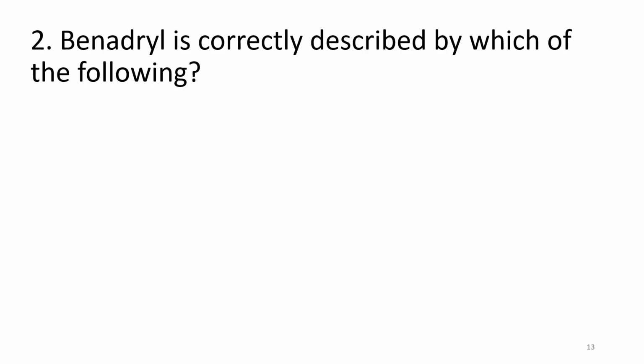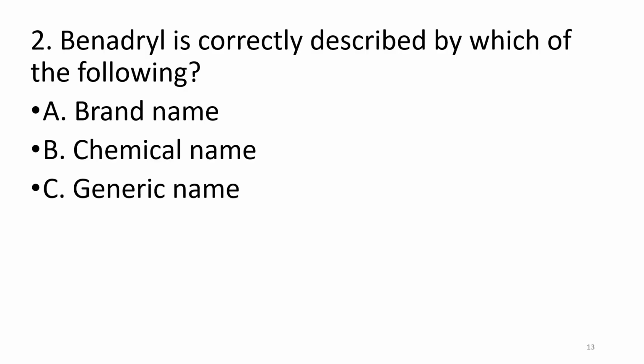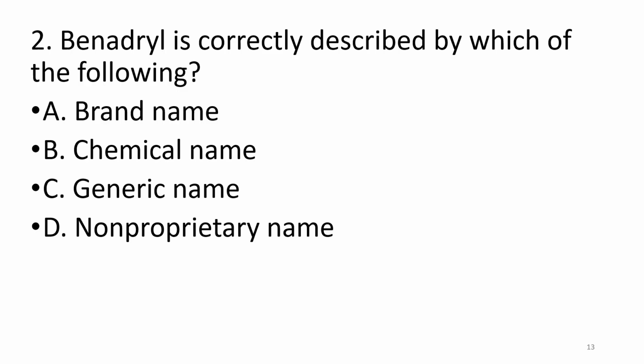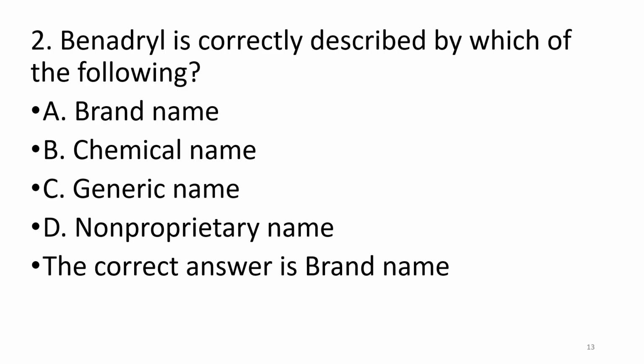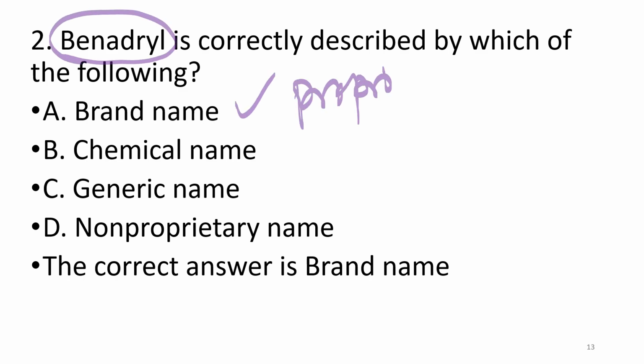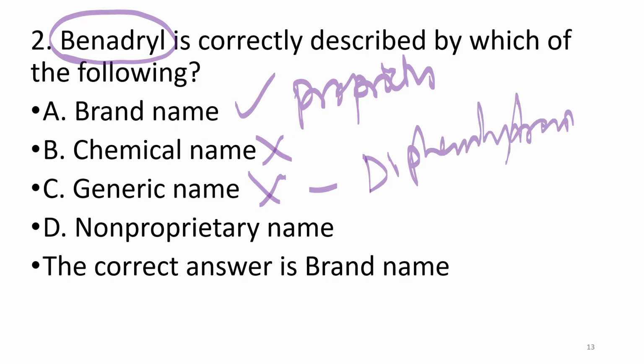Let's take a quiz. Benadryl is correctly described by which of the following? Brand name, chemical name, generic name, non-proprietary name. What do you think? The correct answer is brand name. Benadryl is the brand name or proprietary name. It's not a chemical name. It's not a generic name. The generic name is diphenhydramine. And it is a proprietary name, correct? So not non-proprietary.